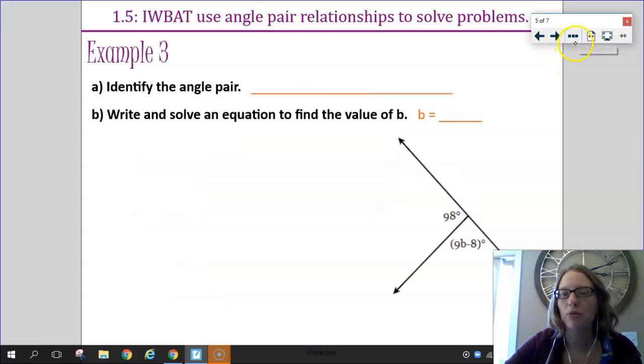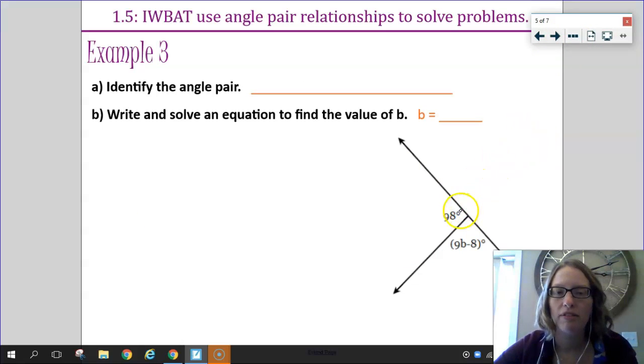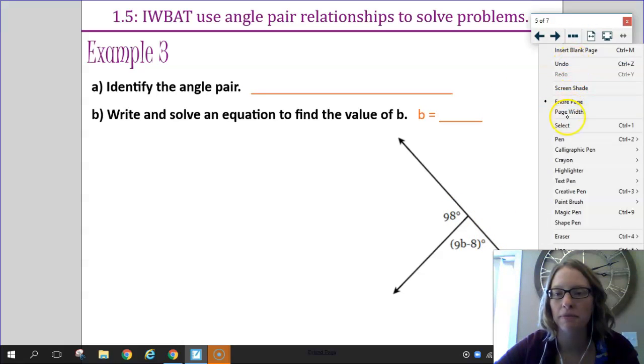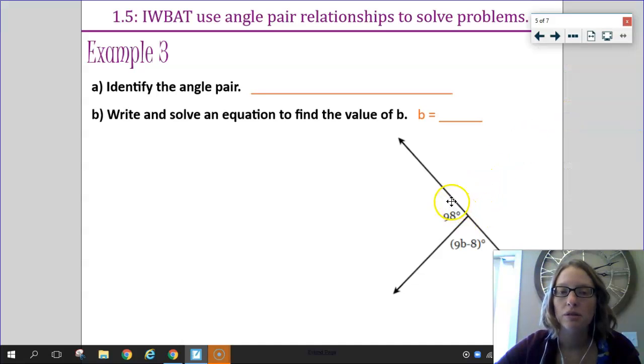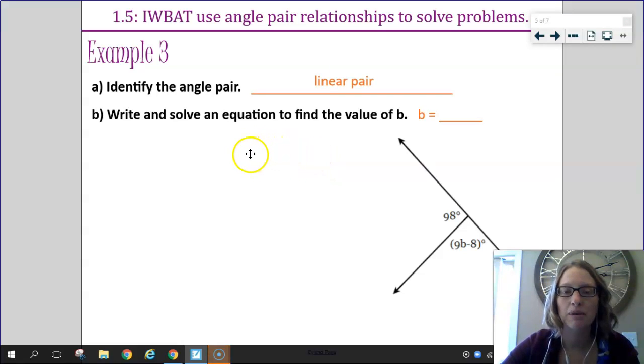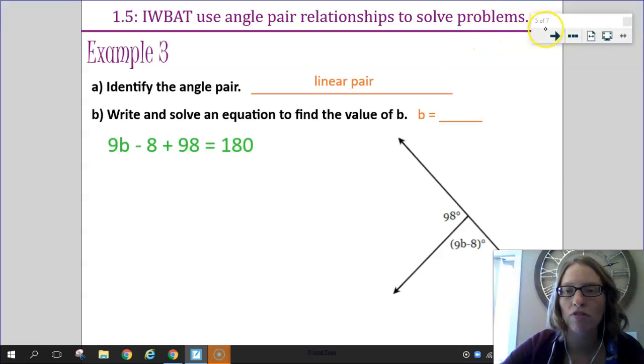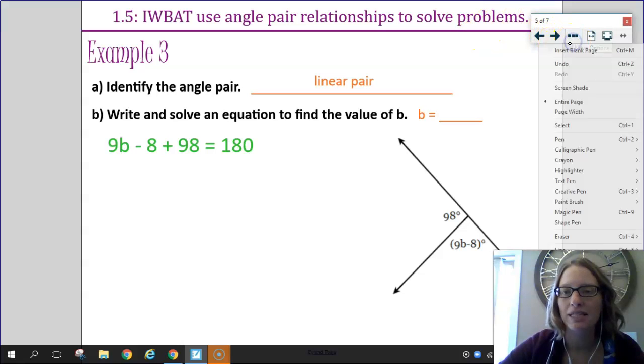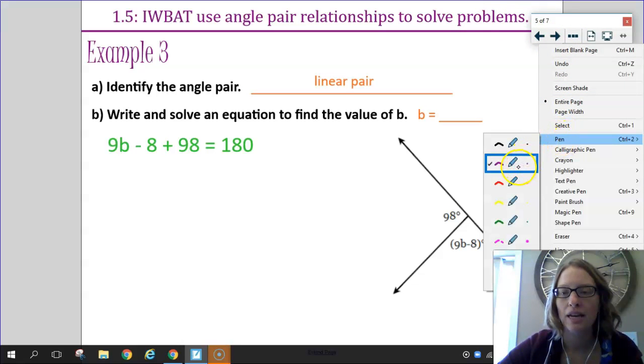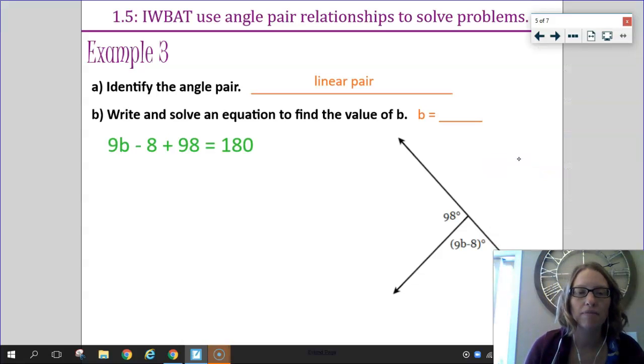All right, so for example 3, we have a similar setup. We have an angle pair and we're trying to solve for the missing variable, in this case b. This particular angle pair, since they are on a straight line together, we would call them a linear pair. We know that every linear pair adds up to 180 degrees, so the equation that we could use to solve for b is 9b minus 8 plus the other angle, 98, needs to add up to a total of 180.